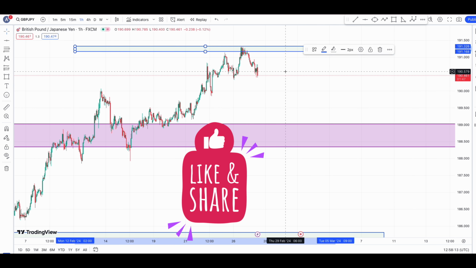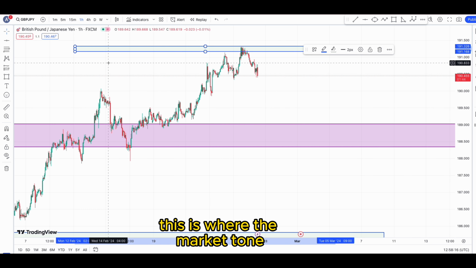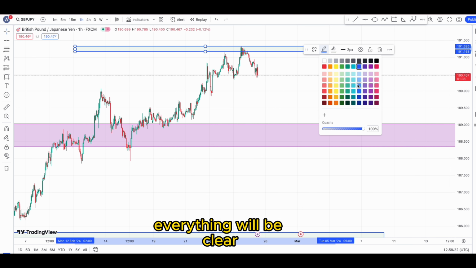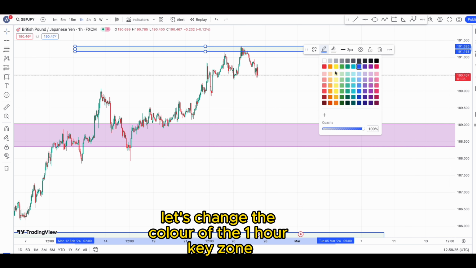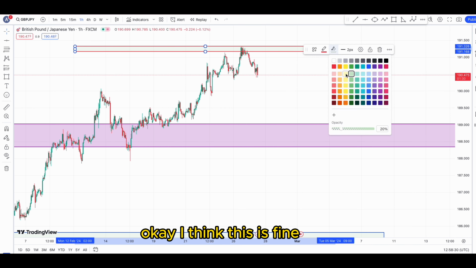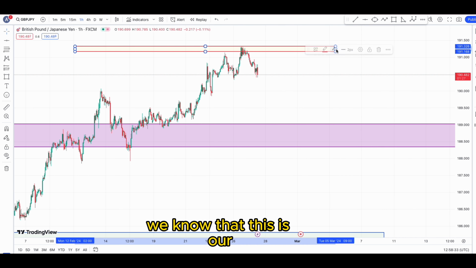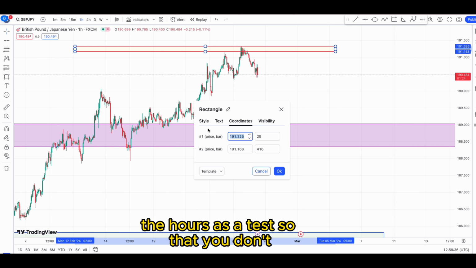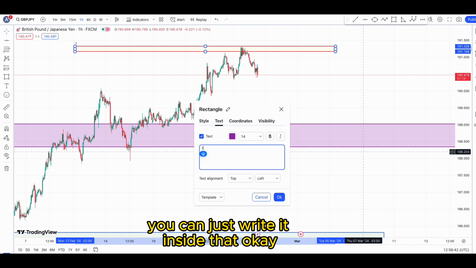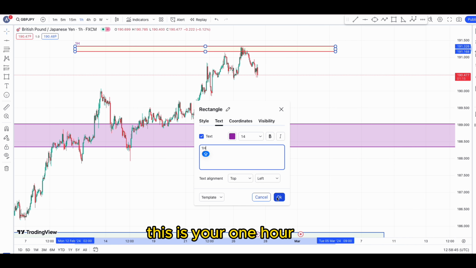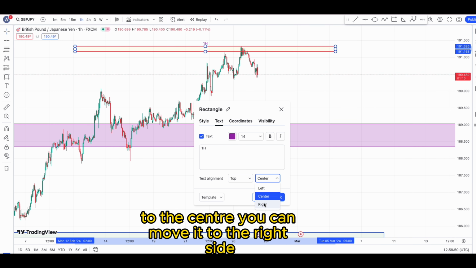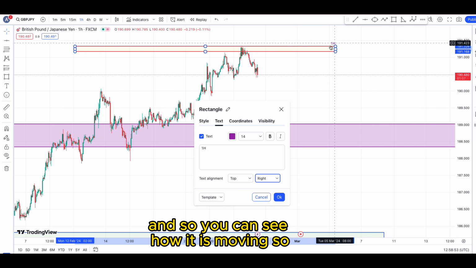So this is where the market turned, and let's change the color of the 1-hour key zone so that everything will be clear. Okay, I think this is fine. We know that this is, you can actually even write the hours as a text, so that you know which is which. You can just write inside that this is your 1 hour and you can play around with it. You can move it to the center, you can move it to the right side, and so you can see how it is moving.